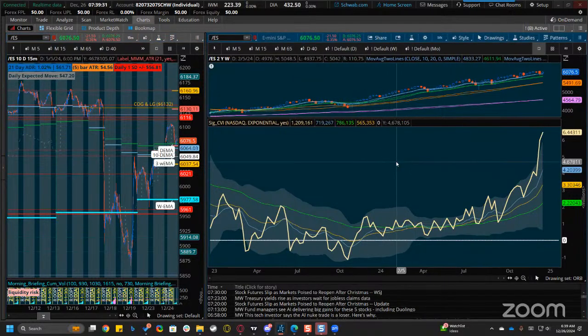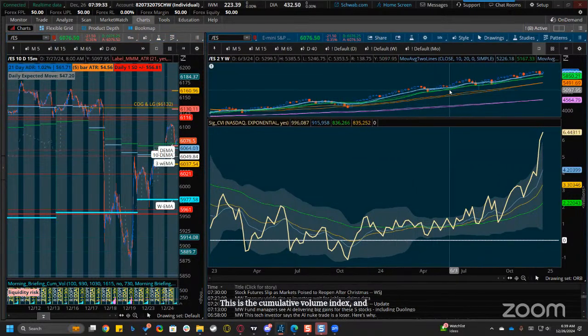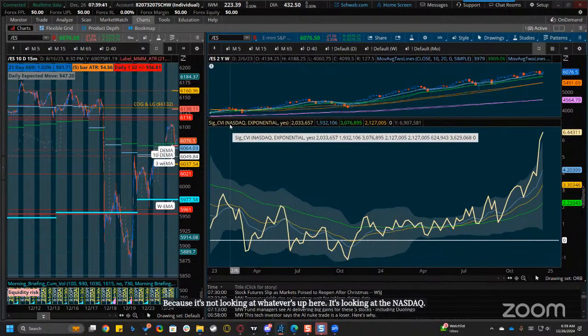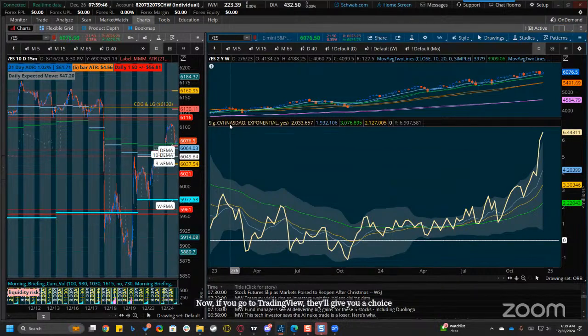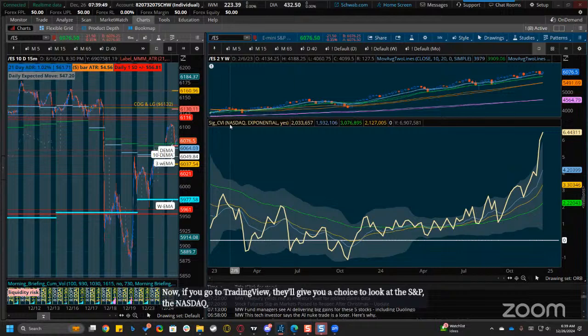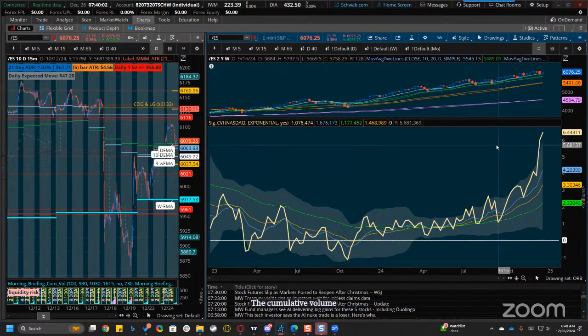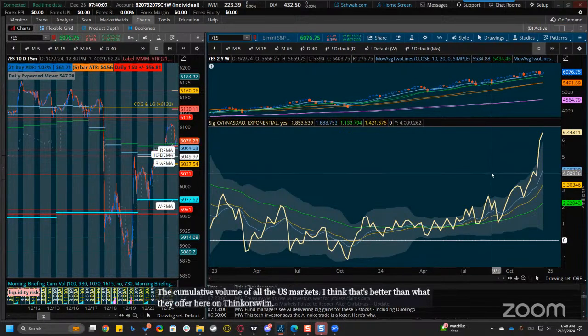This is the cumulative volume index, and it doesn't matter what's at the top because it's not looking at whatever's up here. It's looking at the NASDAQ. Now, if you go to TradingView, they'll give you a choice to look at the S&P, the NASDAQ, the Dow, or the choice I like, they'll give you a chance to put all of the US markets together into one, right? The combined US markets. And then it will give you the same thing, the cumulative volume of all the US markets. I think that's better than what they offer here on Thinkorswim. But, you know, we take what we get.